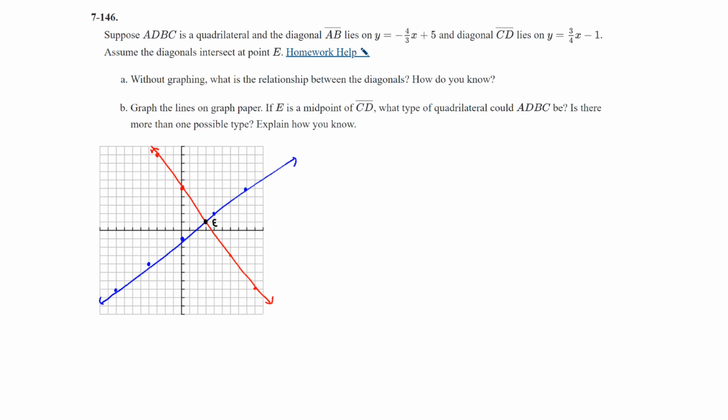Well, what you're going to notice, hopefully, and I didn't need to graph this to see this, is that the slope on the first one is negative 4/3, and the one on the second one is a positive 3/4. So those are opposite reciprocals of each other, so the relationship between the diagonals is that they are perpendicular. We didn't need the graph to do that. So we know that the diagonals are perpendicular, and we know that because their slopes are opposite reciprocals.